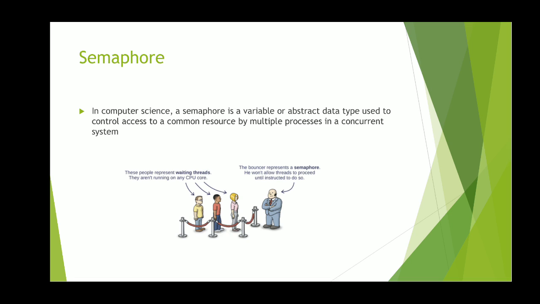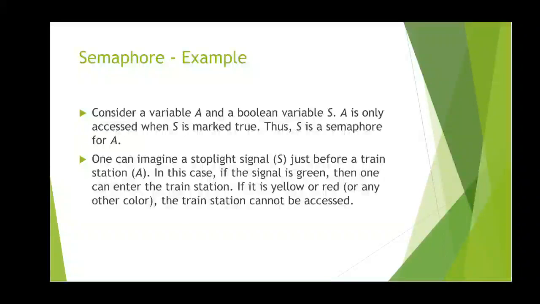Here the resource is nothing but the nightclub, and the processes or threads are the persons. The semaphore is the security. Now we can consider various examples of semaphore. In the first example, we can consider two variables, variable A and variable S.